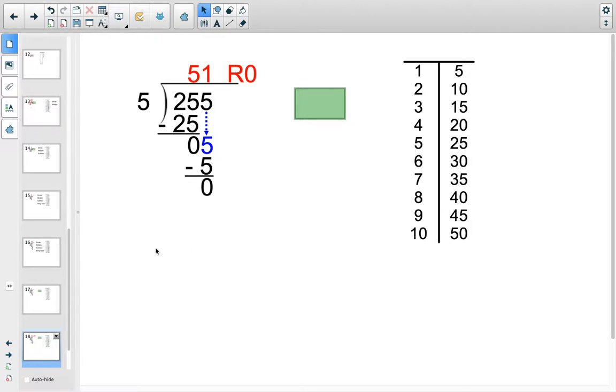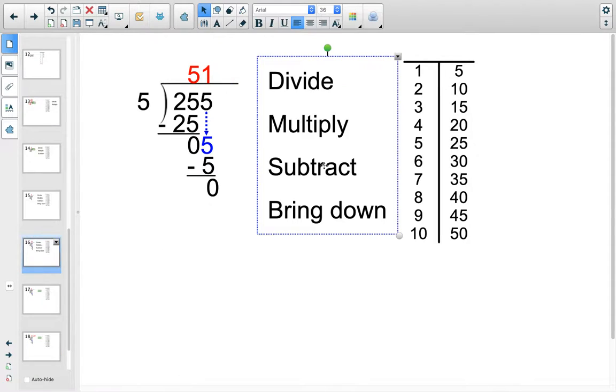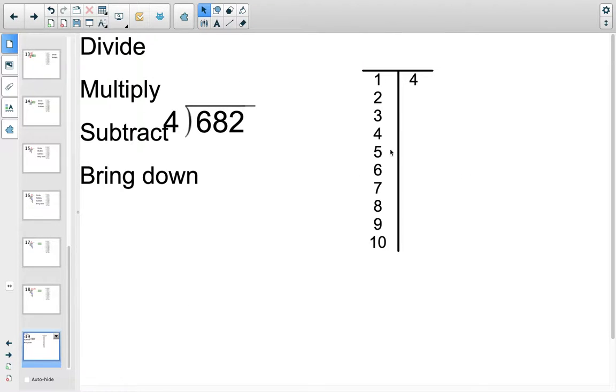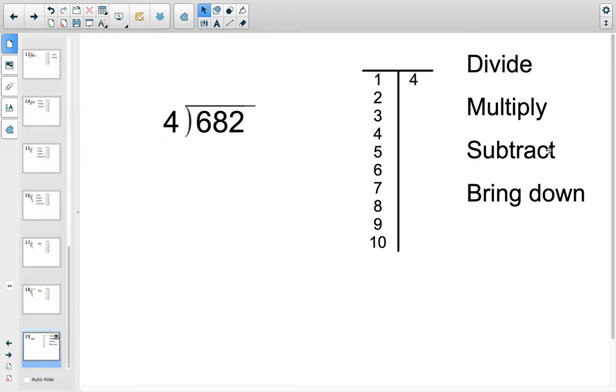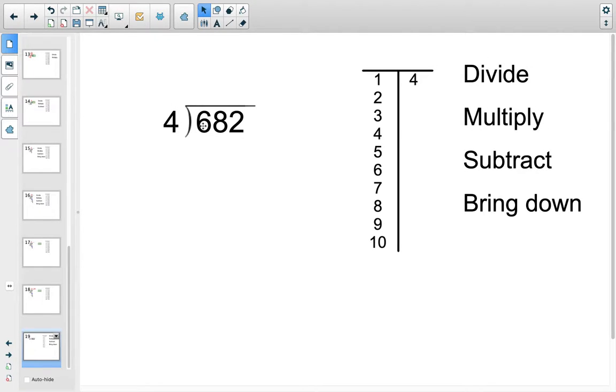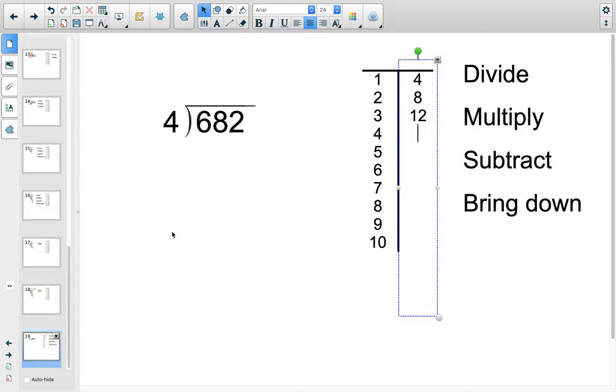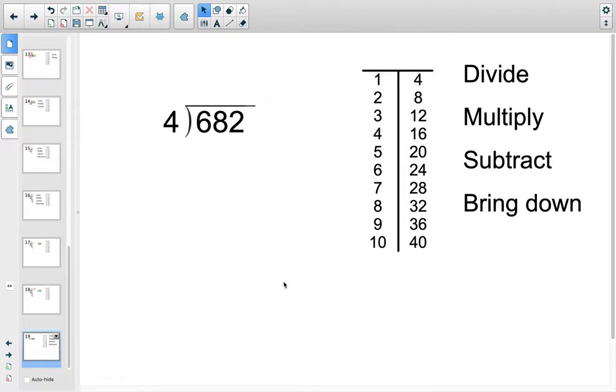All right, so I know it's a lot of steps. You just have to try and remember this and do your best. We're going to try it again with this question. So I'm going to put my little reminder over here. The first thing I'm going to do, 4 into 682. First thing I'm going to do is my multiplication, skip counting. I'm just going to skip count here. 16, 20, 24, 28, 32, 36, and 40. So I've just got my 4s there ready to go.